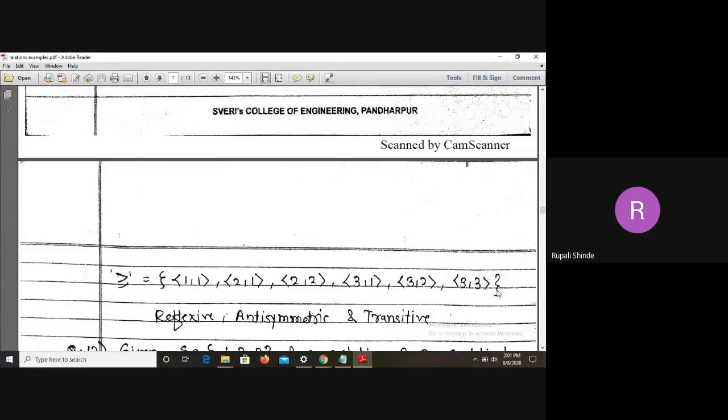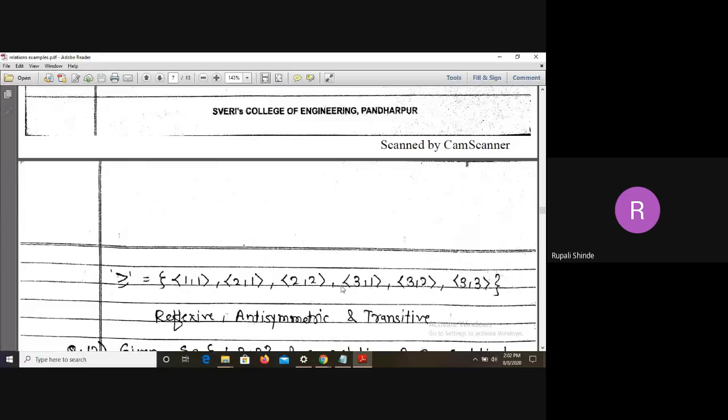This is reflexive, and we have seen every reflexive relation is satisfying antisymmetric property. So this is reflexive and antisymmetric. Now check for transitive. So here 2 comma 1, 1 comma 1. 1 1 will get cancelled, you will get 2 comma 1. That is present. Again, if you consider 2 comma 2, 2 comma 1, again 2 2 will get cancelled, you will get 2 comma 1. That is also present here.